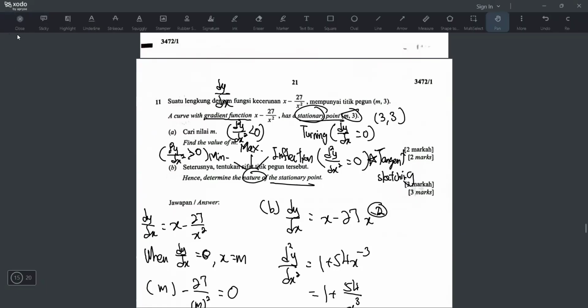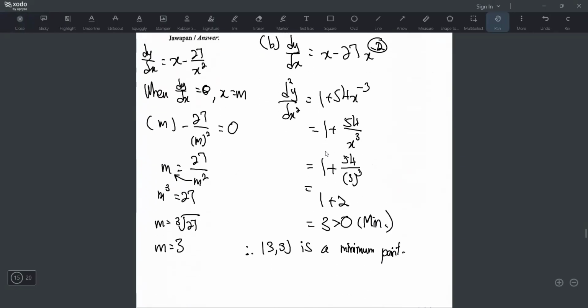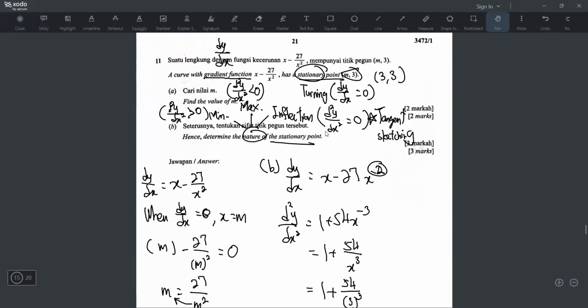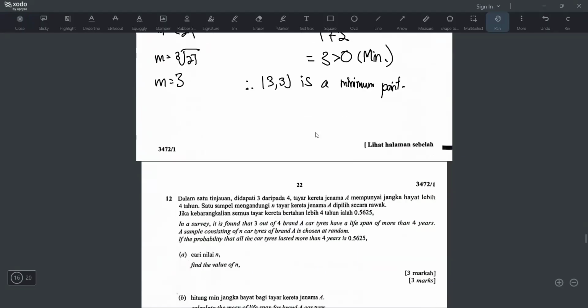I'll just leave it here, because for this question the answer is minimum. If you want the explanation for inflection point, you can go to my trial 2023, but I forgot which set. You have to find it yourself. I remember one of the state papers did ask it. Okay, so I'll just leave it here. Let's move on.